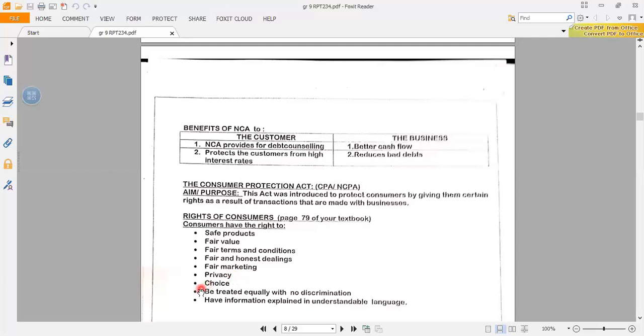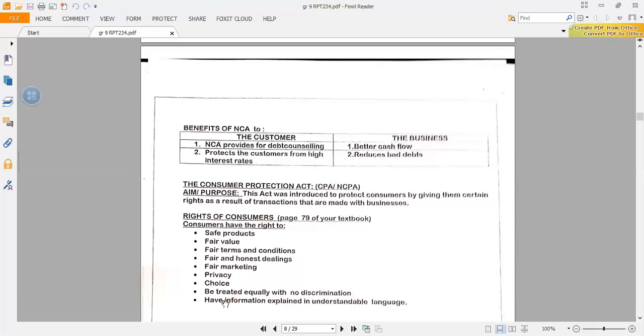Okay? Consumers have the right to a choice. They cannot be forced to purchase a product that somebody else wants. They have a freedom of choice. And where they wish to purchase might also be a choice for them. Consumers have a right to be treated equally with no discrimination, meaning there must be no bias in that transaction when it is made with the consumer.